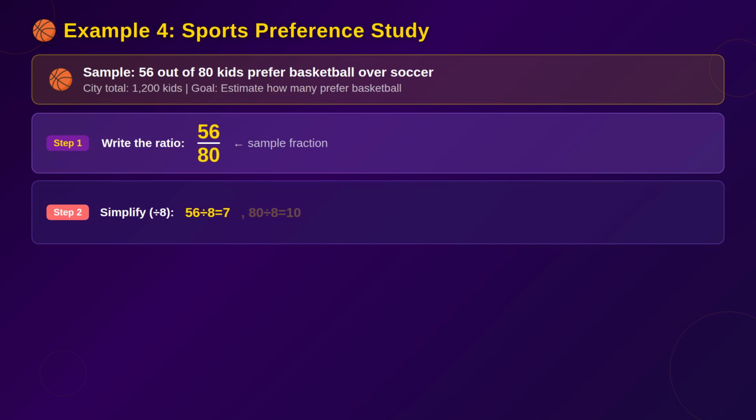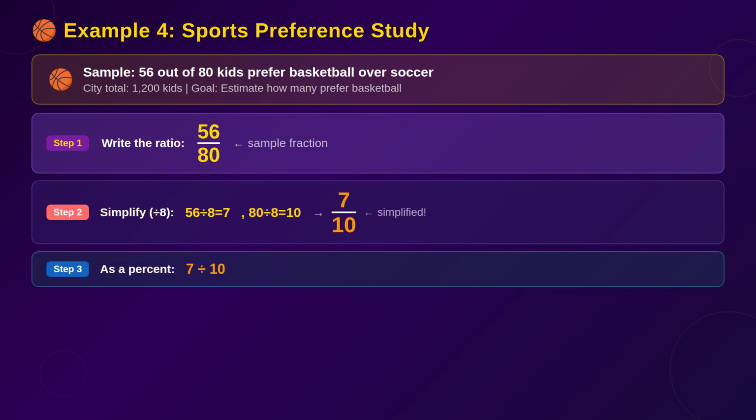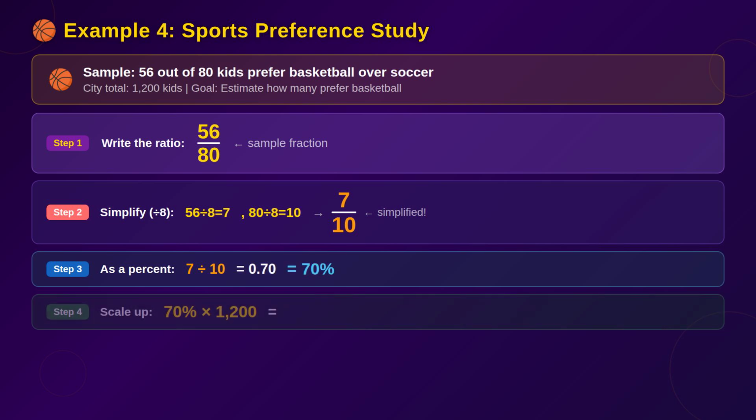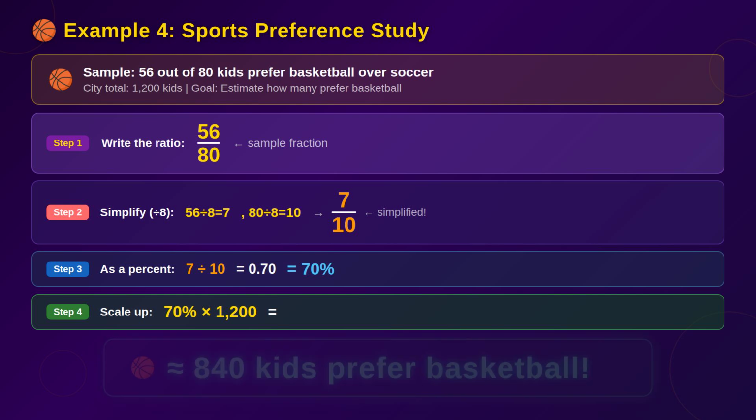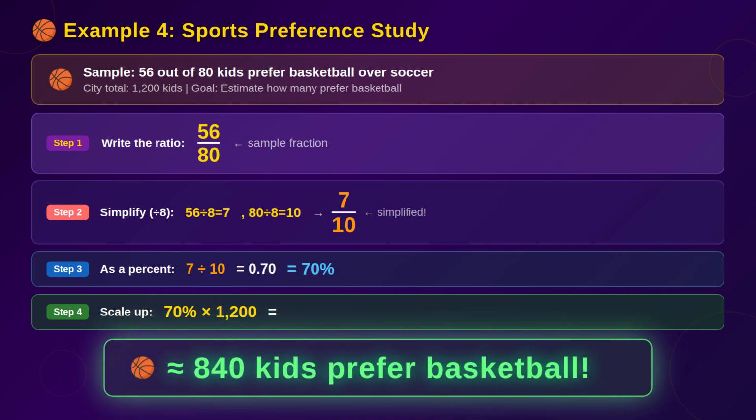Let's put it all together with one more challenge. A city park surveys 80 randomly chosen kids. They find that 56 out of 80 kids prefer basketball over soccer. The city has 1,200 kids total. How many prefer basketball? Step 1.